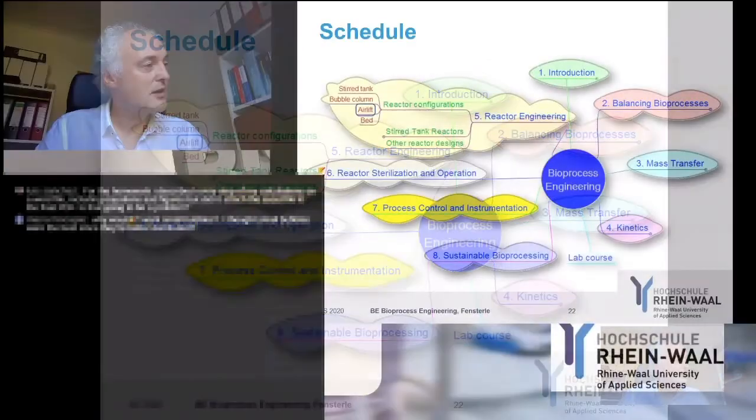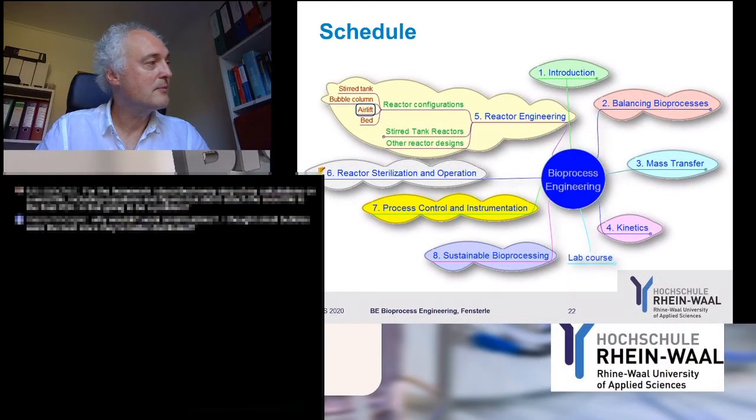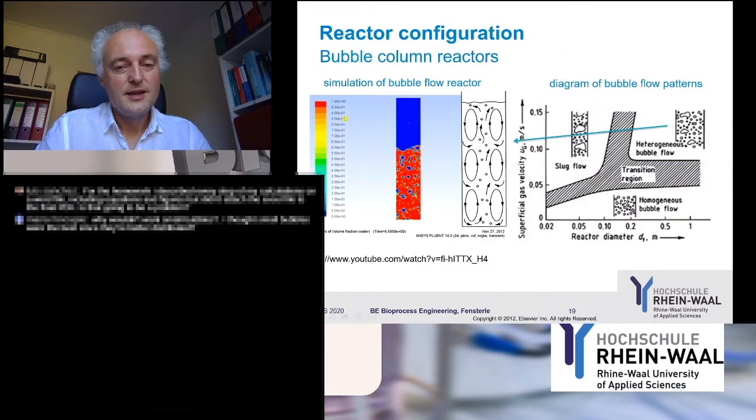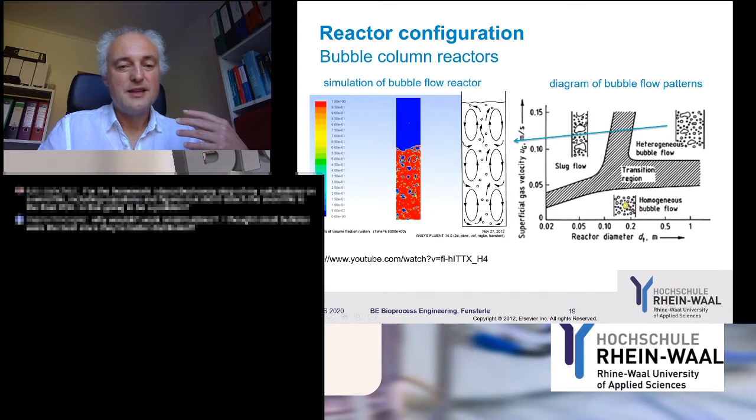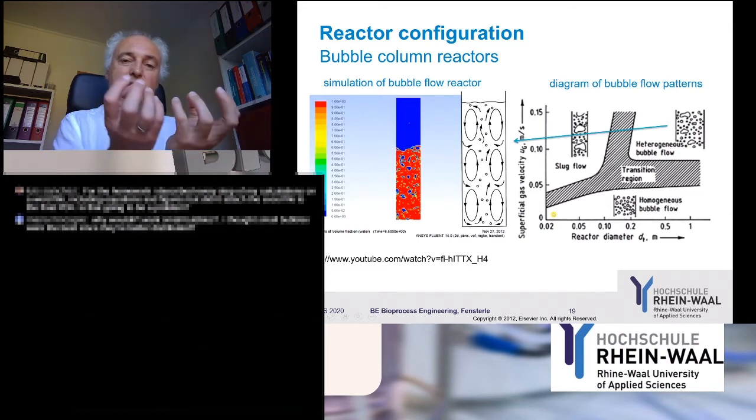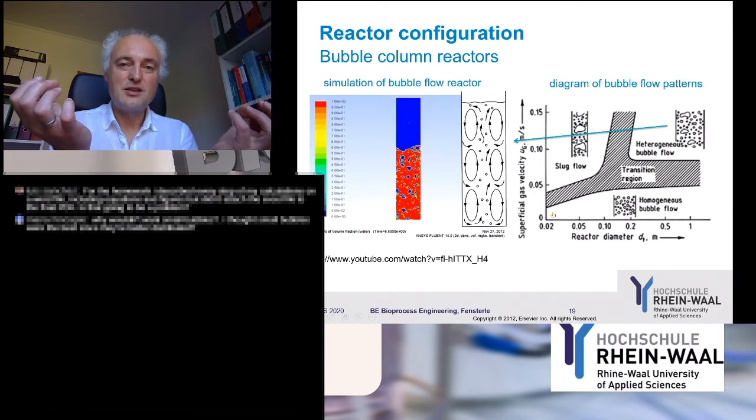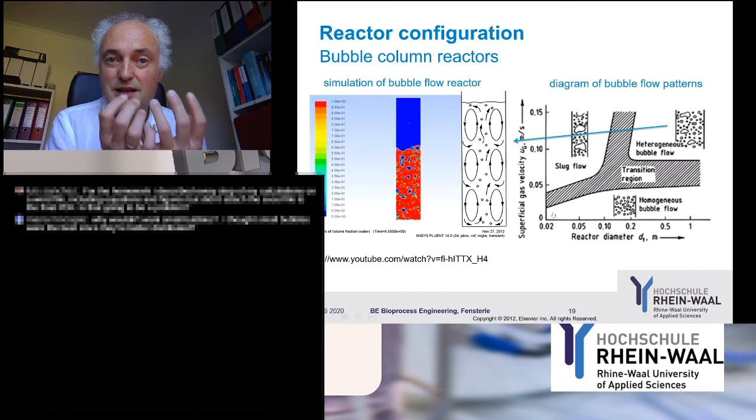Just checking whether there are questions with respect to the bubble column reactor. Why wouldn't you want small bubbles? Okay, that's a good question. The problem is, if you have small bubbles, what you get is this homogeneous bubble flow. In this case, your superficial gas velocity is low. This means that you sparge in a very low amount of gas. In this case, these bubbles cannot coalesce, so small bubbles would be nice.